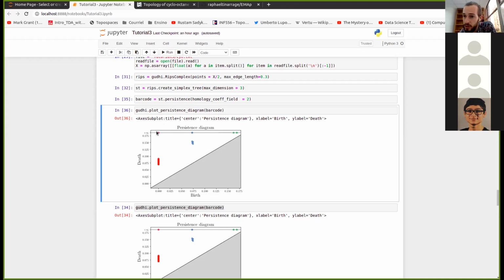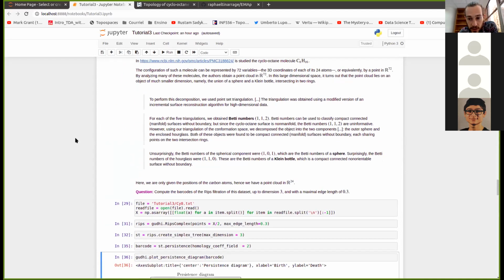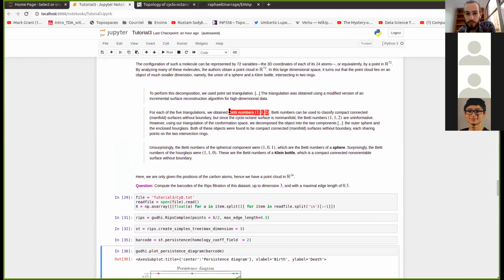So what I can conclude from here, I only look at the most important points. I see one red one, so H0 has dimension one. I can say that H1 also has dimension one, only one blue point. And H2 has dimension two. I see two green points that correspond to H2. And this is exactly what they obtain in this paper.